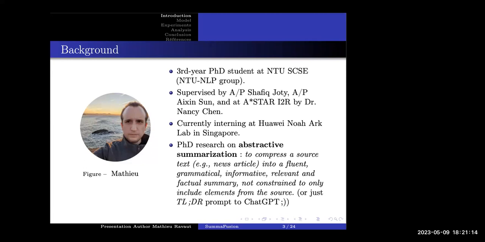If I were to define abstractive summarization, a nice definition would be to compress a source text, for instance a news article, into a fluent, grammatical, informative, relevant, and factual summary, not constrained to only include elements from the source. And if you want to quickly toy around with summarization, you can just log into ChatGPT, give your inputs, and then put TLDR at the end. You should get something that looks like a decent abstractive summary.